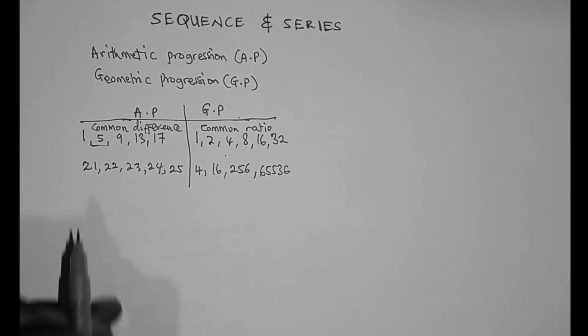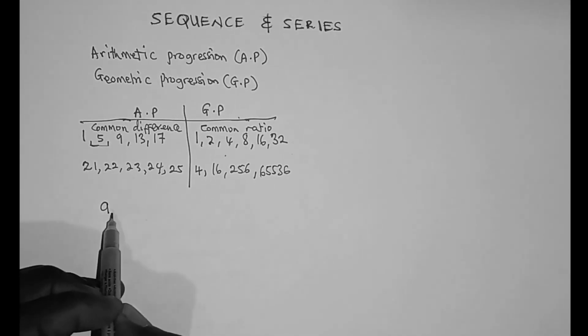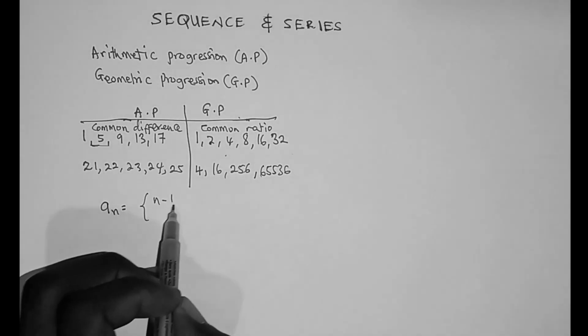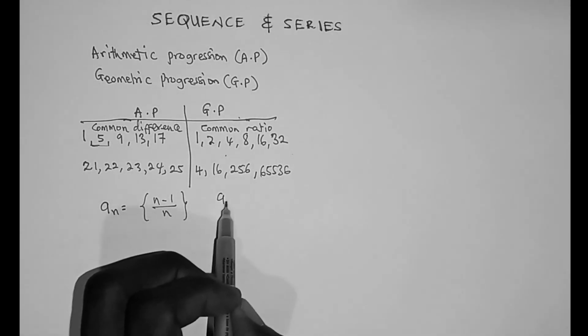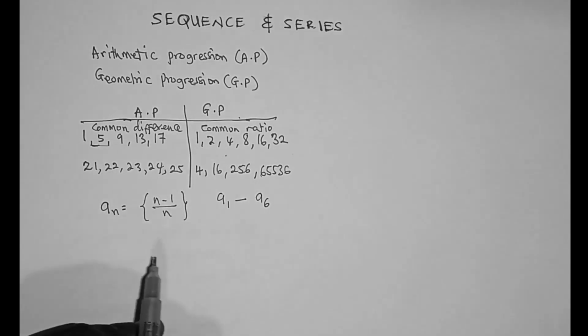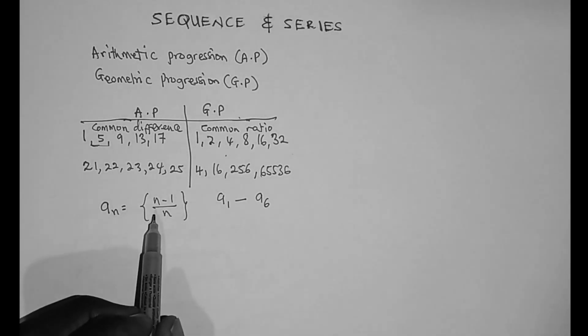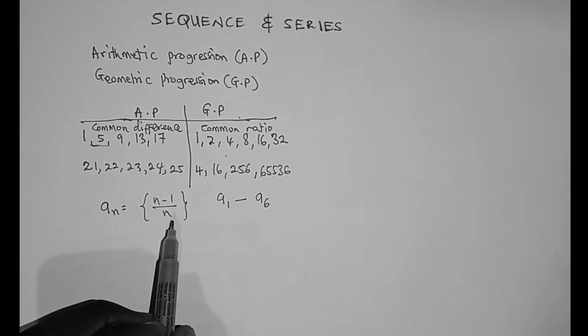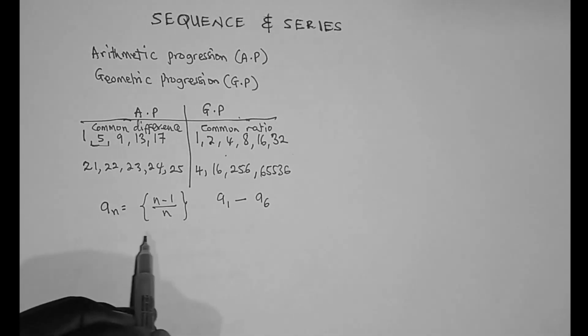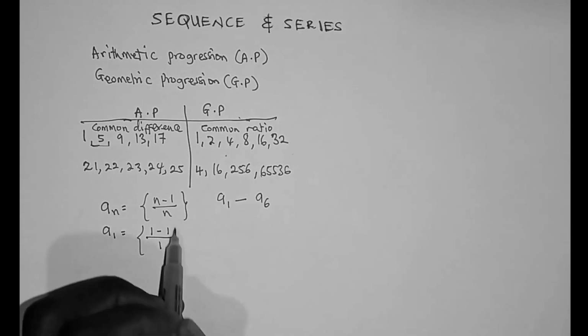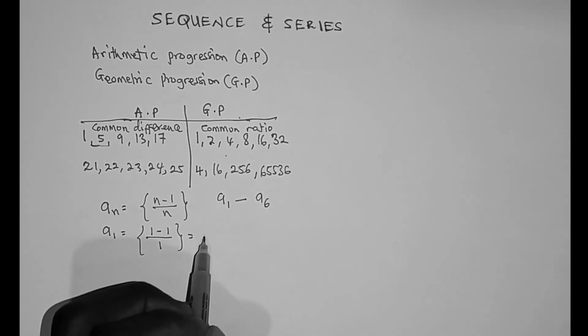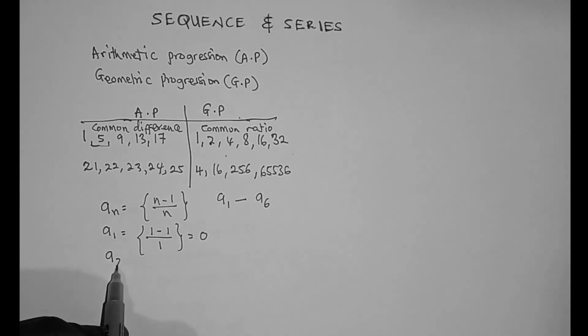Now let's first start with the arithmetic progression. For example, if we have an equals n minus 1 over n, what are the first 6 terms of this sequence? So the first 6 terms is from A1 to A6. So what it means is that you start putting the numbers 1, 2, 3, 4, 5, and 6 into this sequence, and then get the corresponding values of an. So what is A1? A1 is just 1 minus 1 divided by 1. And 1 minus 1 is 0. 0 divided by 1 is 0. So A1 is 0.